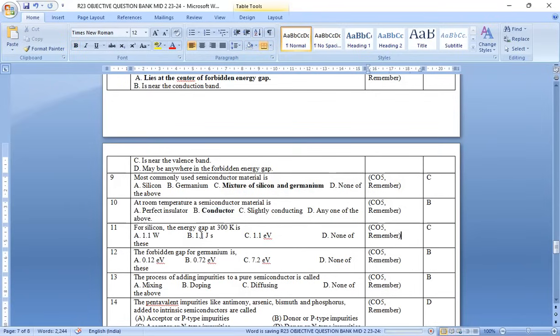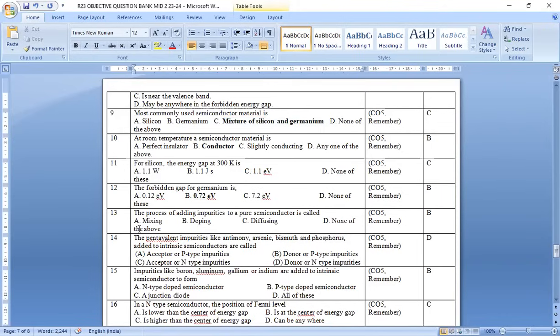For silicon, the energy gap at 300 Kelvin is 1.1 electron volt. Option C is the right answer. The forbidden gap for germanium is option B, 0.72 electron volts. The process of adding impurities to pure semiconductor is called doping. Option B is the right answer.